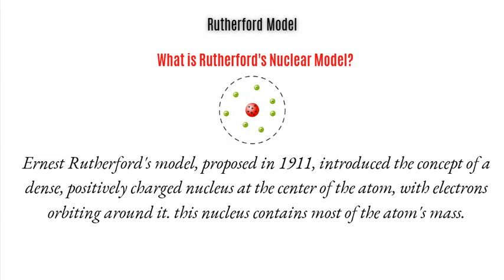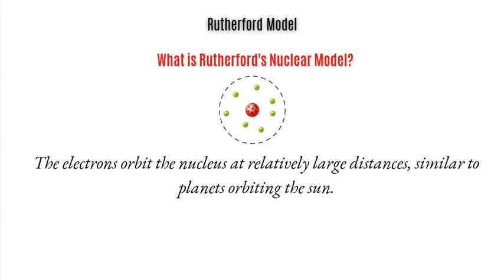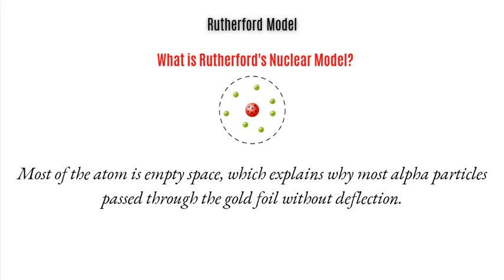What is Rutherford's nuclear model? Ernest Rutherford's model, proposed in 1911, introduced the concept of a dense positively charged nucleus at the center of the atom, with electrons orbiting around it. This nucleus contains most of the atom's mass. The electrons orbit the nucleus at relatively large distances, similar to planets orbiting the sun. Most of the atom is empty space, which explains why most alpha particles passed through the gold foil without deflection.